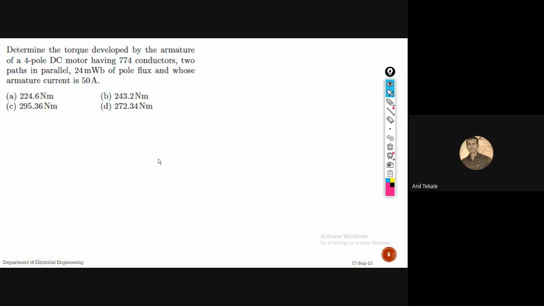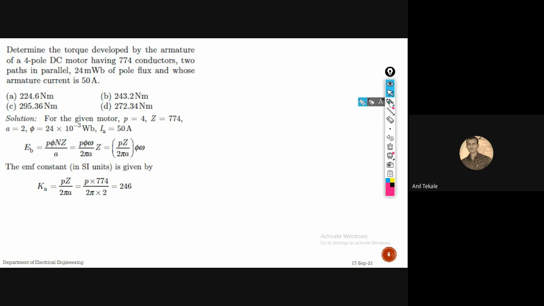Okay, so let us try to solve. First thing, we will write all the data whatever they had given. First of all, we will write down the data. P is given, Z is given, A, phi, and Ia are given. So just do one thing. In this formula, as we know, Eb is equal to phi P Z divided by A. In that formula, just place the values immediately. Just insert all the values and solve the example.